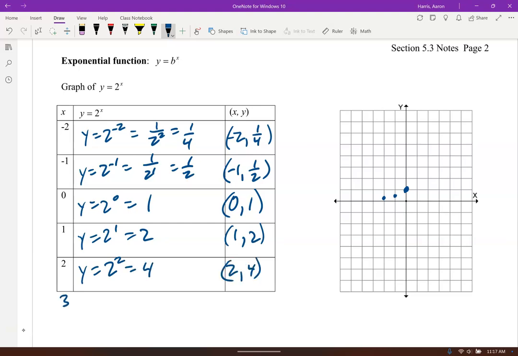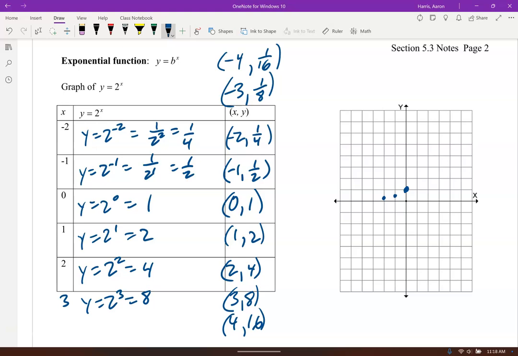Let's do some more here. 3. I get 2 to the 3rd, which is 8. So when I plug 3 in, I get 8. When I plug 4 in, I get 16, and so on. Let me also do -3. If I go -3, 2 to the -3 is 1/2 to the 3rd, 1/8. And I could keep going with that as well to the left.